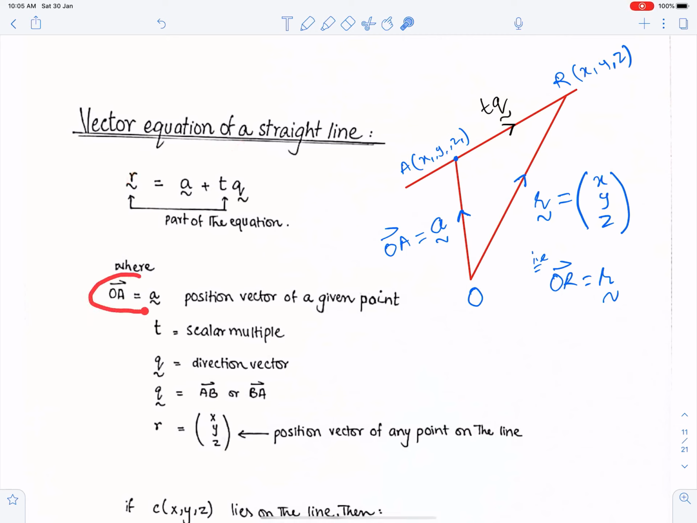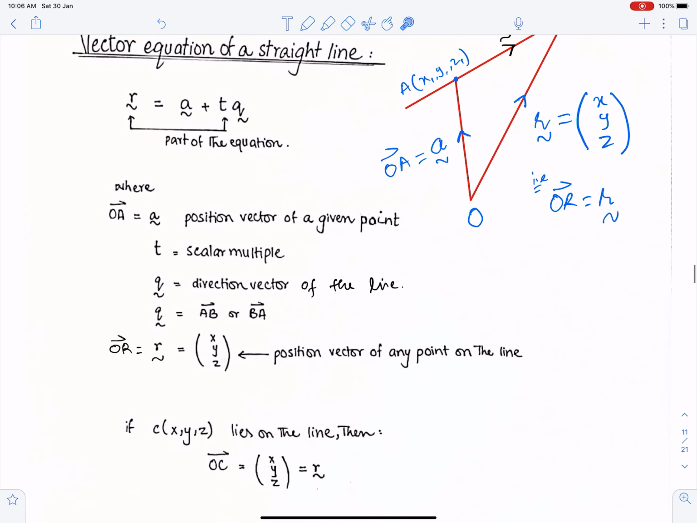See, OA or small a means the position vector of the known, given point. T means the scalar multiple. Q means the direction vector, which is the alternate of the gradient. It is the direction vector of the line, and the formula of Q is AB or BA. And this R means the position vector of the variable point, which means any point on the line.